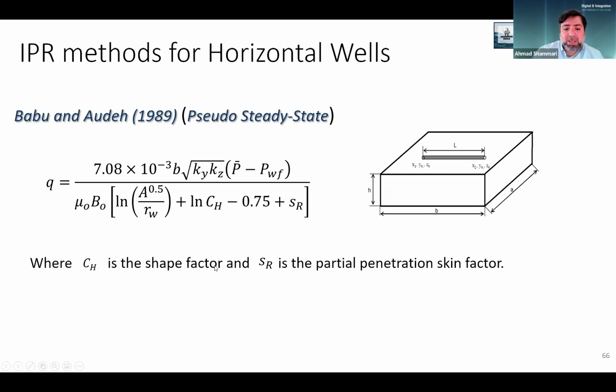So CH is the shape factor, okay, that can be assumed depending on the drainage area, because this can be different, they call it a dietz shape factor, for example. And SR is the partial penetration skin, okay. This also can be either assumed or calculated, and there are also other equations to calculate the partial penetration skin, right? KY is the permeability in the Y direction. KZ is the vertical permeability, okay? And of course, P bar is the average reservoir pressure.